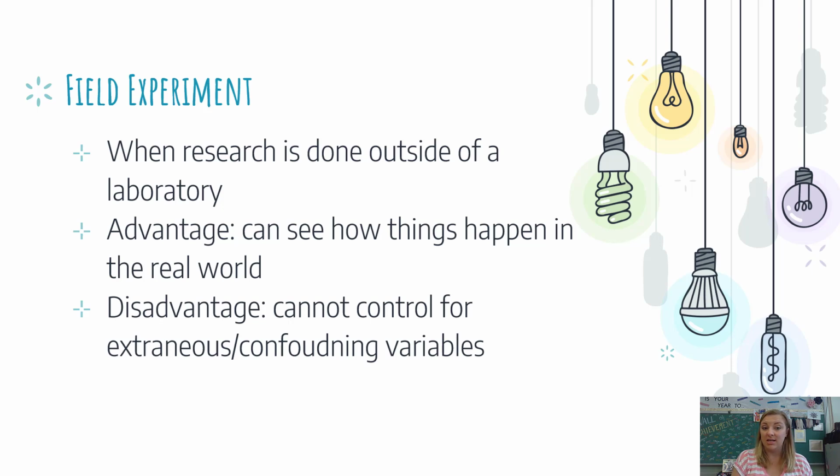There are advantages to this, right? We can actually see how people are acting in the real world. However, we really have trouble controlling for extraneous or confounding variables, which are things that are outside of our independent variable that might have caused the change.